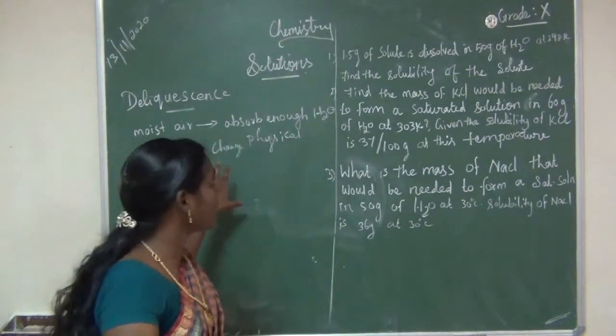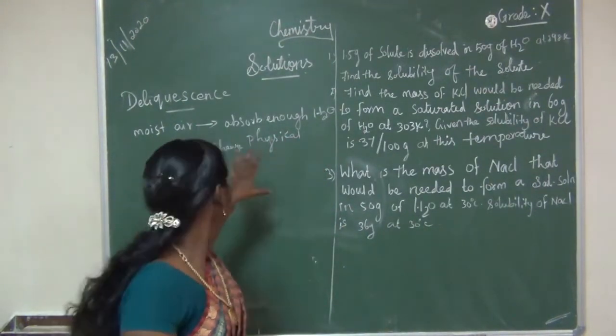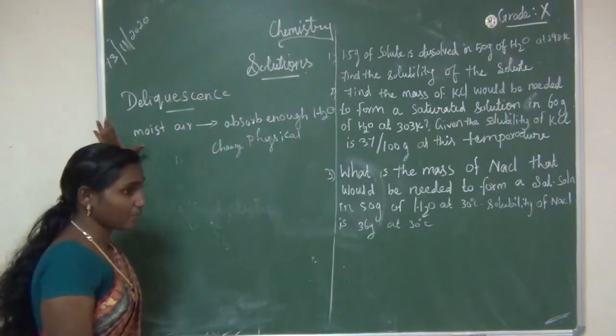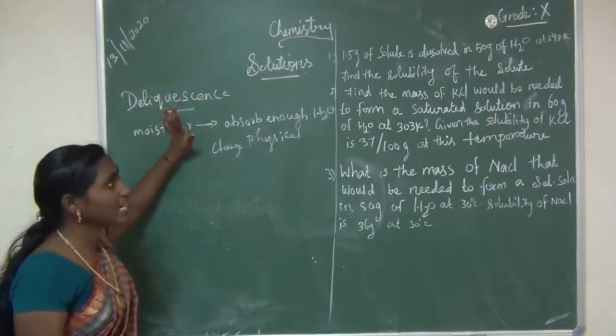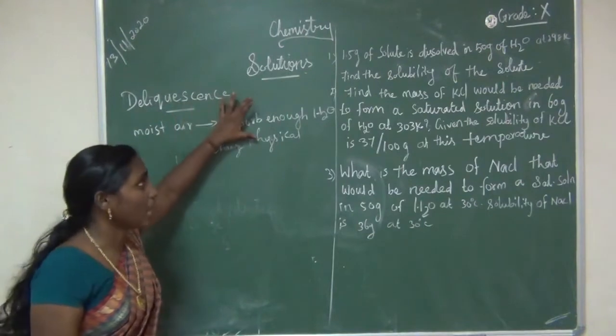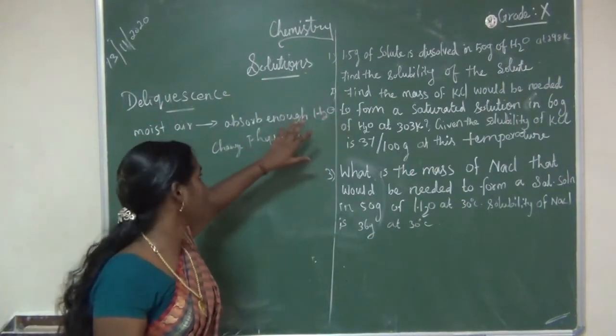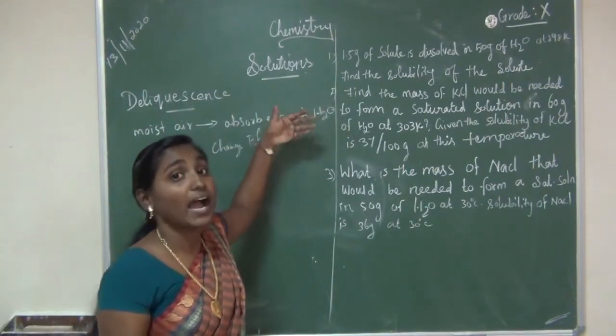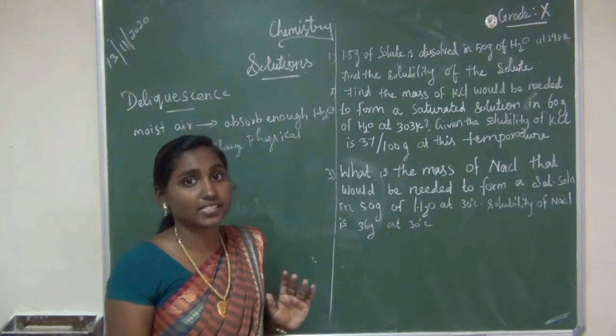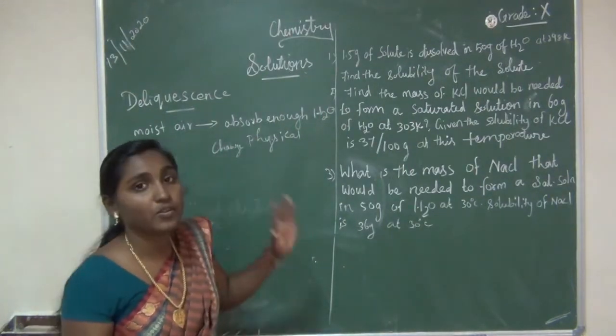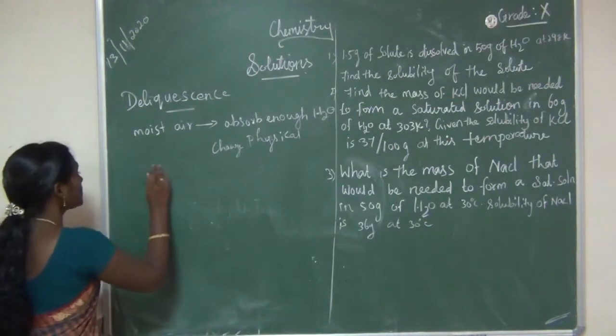Have you understood this deliquescent substance? Deliquescent substance means when a certain substance is exposed to moist air at ordinary temperature, it absorbs enough water and changes its physical state. Have you understood? Now, an example for this deliquescent substance.